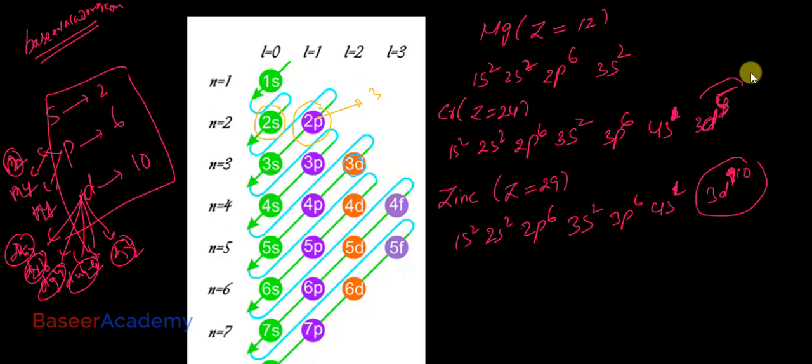Completely filled orbitals and half filled orbitals are more stable. D can have a maximum of 10 electrons. So if D has 10 electrons, it is completely filled. Half of 10 is what? 5. So if D has half filled electrons, it is stable. Or if D has completely filled electrons, it is stable. That's the reason there is a little change in the electronic configuration of chromium and zinc.